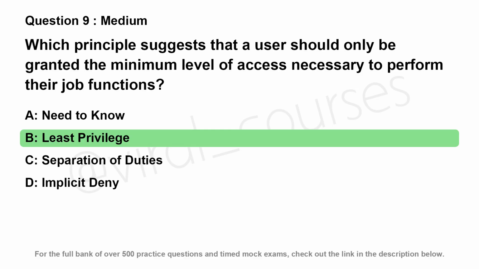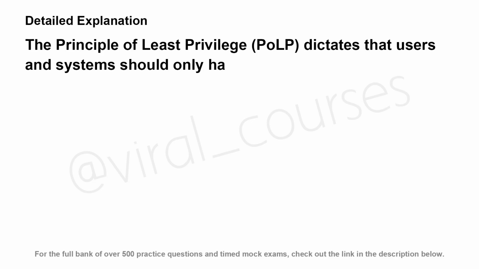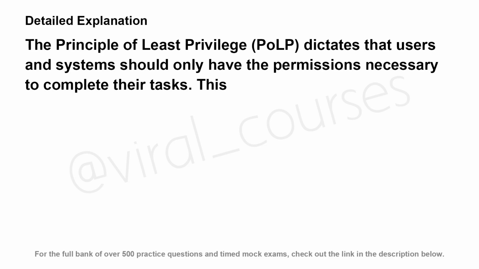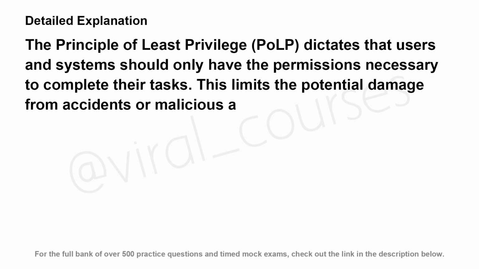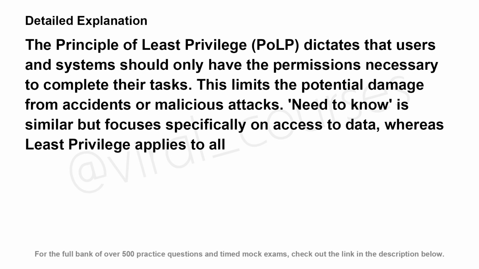The correct answer is B. The principle of least privilege, POLP, dictates that users and systems should only have the permissions necessary to complete their tasks. This limits the potential damage from accidents or malicious attacks. Need to know is similar but focuses specifically on access to data, whereas least privilege applies to all rights and permissions.